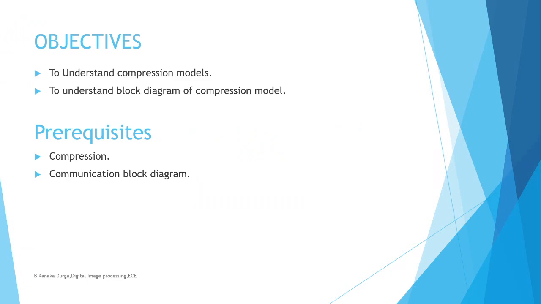The objectives of the talk are to understand the compression model and its block diagram. The prerequisites are knowing what is meant by compression and having knowledge of the communication block diagram. Compression is nothing but reduction of data size, and the communication block diagram mainly requires a sender, a receiver and a channel. In order to send information from sender to receiver, we require a medium, that is a channel.